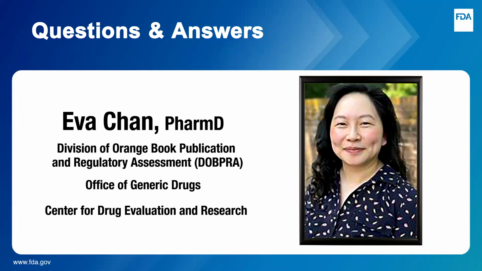The next question we have is, do the same teams in the FDA handle the Orange, Green, and Purple Books, or are the teams different? I think different teams manage each book. Our team, the DOBRA team, Division of Orange Book Publication and Regulatory Assessment, manages the Orange Book. I believe the Purple Book contains information for all biologic products, including biosimilars, and I think it's managed by CBER, the Center for Biologics Evaluation and Research. And then the Green Book, I think, is for animal drug products.